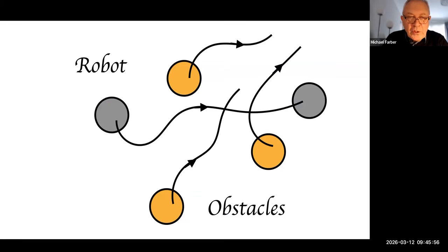This picture also shows this situation. We have a robot, in black, which needs to move from one position to another. And these obstacles, in orange, are also moving. So this is like the situation in the pictures which I showed you.